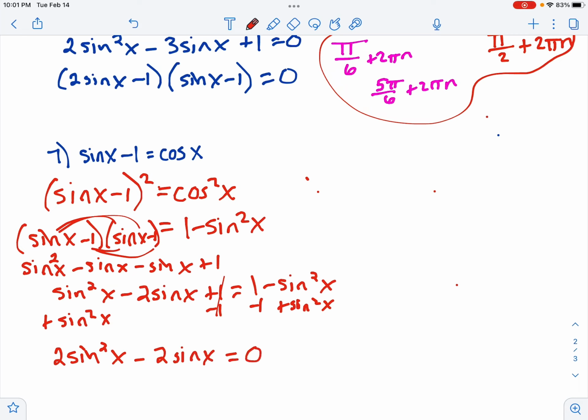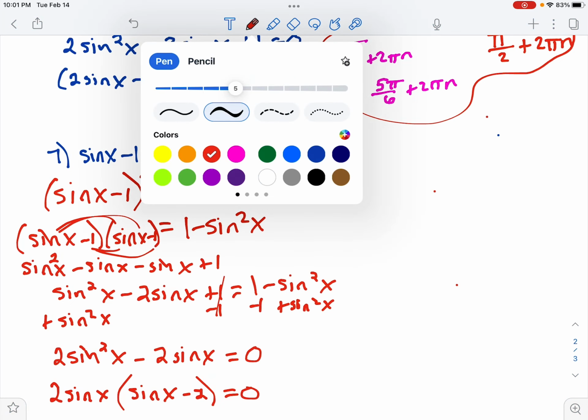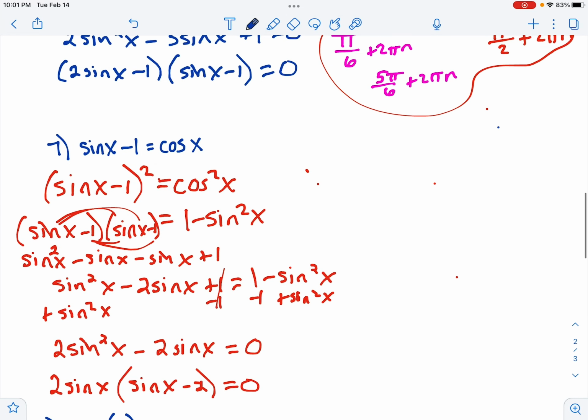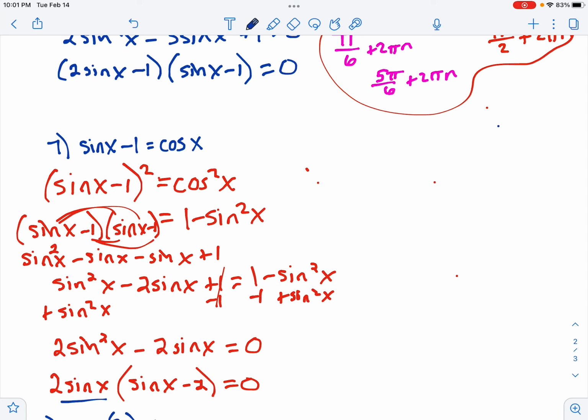So now this one looks like a quadratic still. We have a squared term, but it's only two terms, and they have some stuff in common. So now I'm going to pull out my GCF. My GCF would be 2 sine x. That leaves me with sine x minus 2. Now that I have those two factors out of the way, I'm going to pull them off to the side. So I have 2 sine x equals 0, and I have sine x minus 2 equals 0.